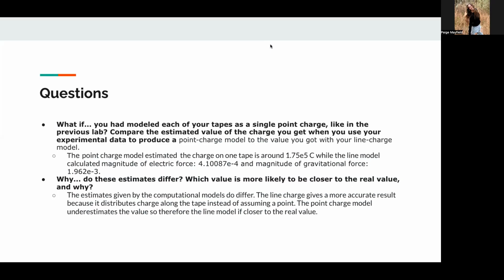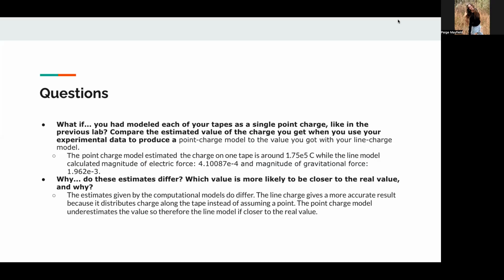What if we had modeled our tape as a single point charge like in our previous lab? Our estimated value would have been 1.75. If you compare that to what we calculated with the line charge model, you see that it's different. So why do these estimates differ?